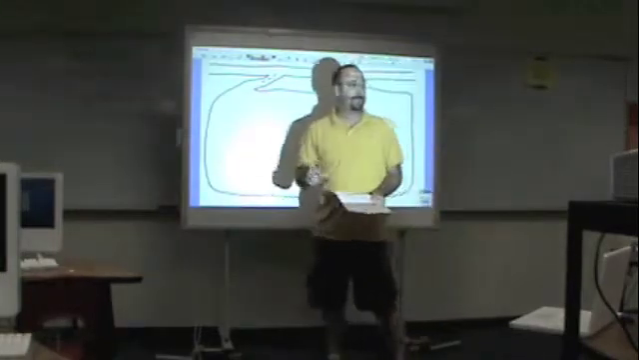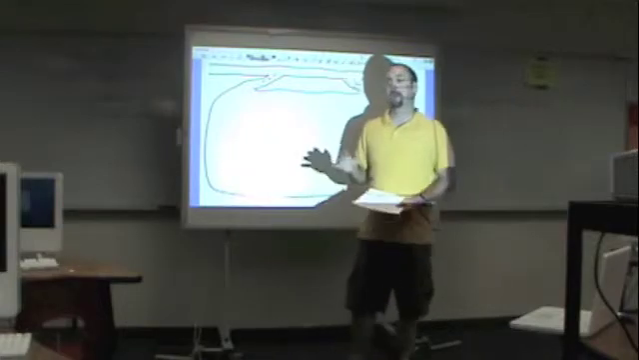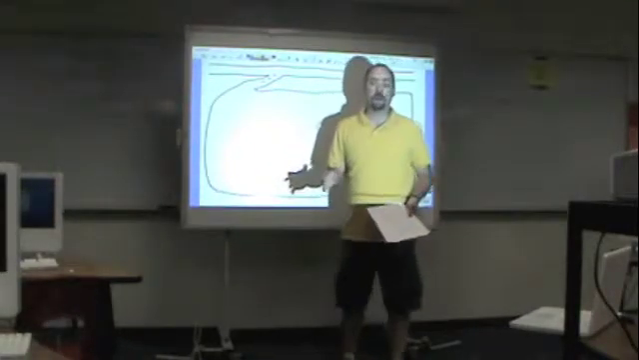Now you'll notice that in my cell, we don't have a cell wall, we only have a cell membrane. And that's important because that gives us a hint as to what kind of cell we're looking at. So I'm going to go ahead and label this. I'm just going to write exit ramps here in the middle.